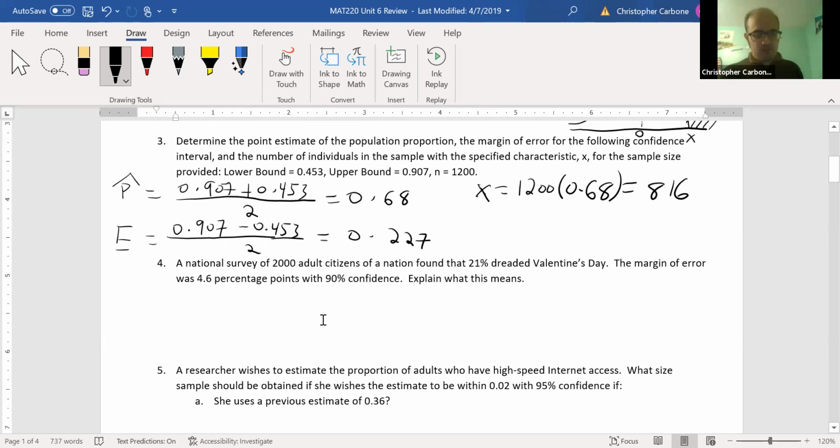So for number 4 here, a national survey of 2,000 adult citizens of a nation found that 21% dreaded Valentine's Day. The margin of error was 4.6 percentage points with 90% confidence. And we want to explain what this means. So very quickly before doing that, the lower bound for this, when we subtract 21% minus 4.6%, this makes as a decimal 0.164. And the upper bound, when we add those, makes 0.256.